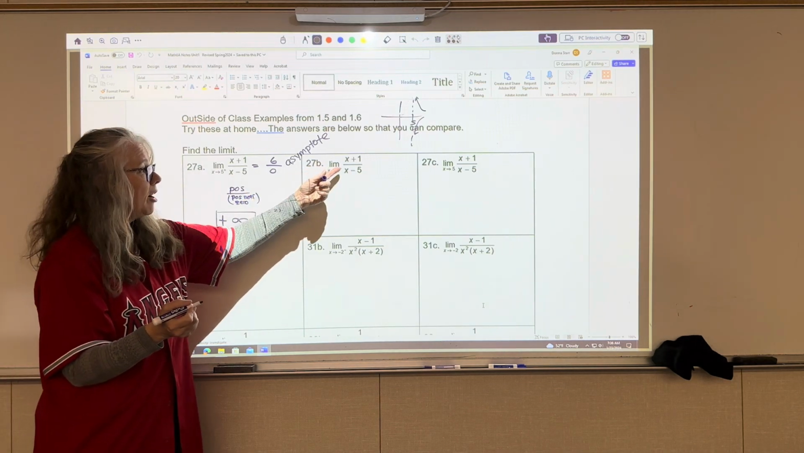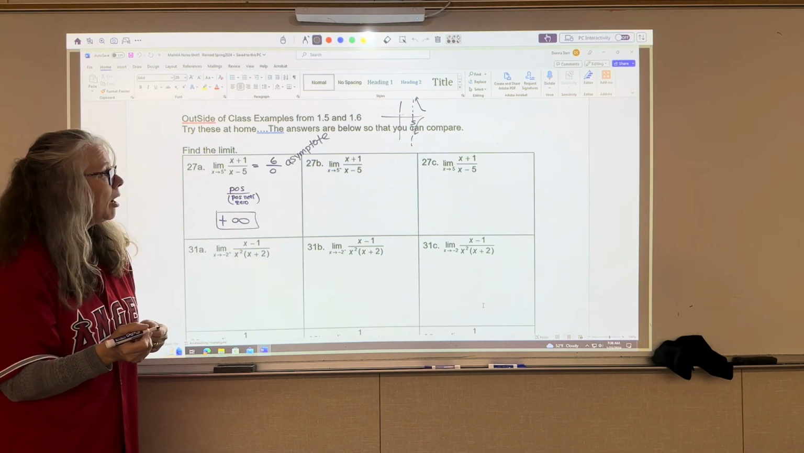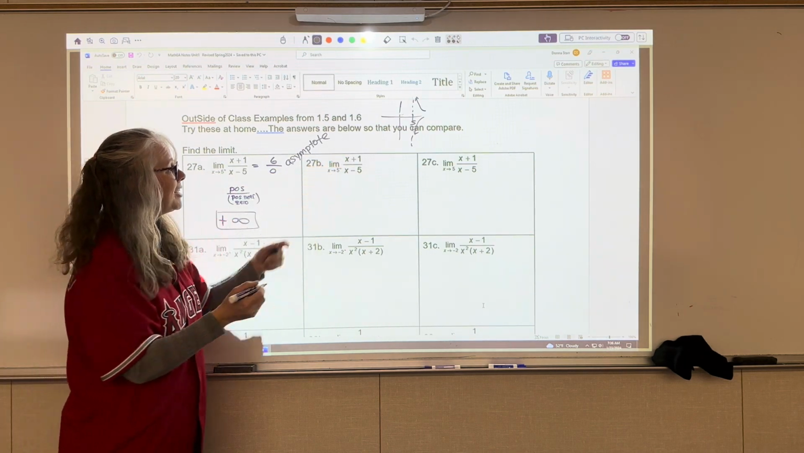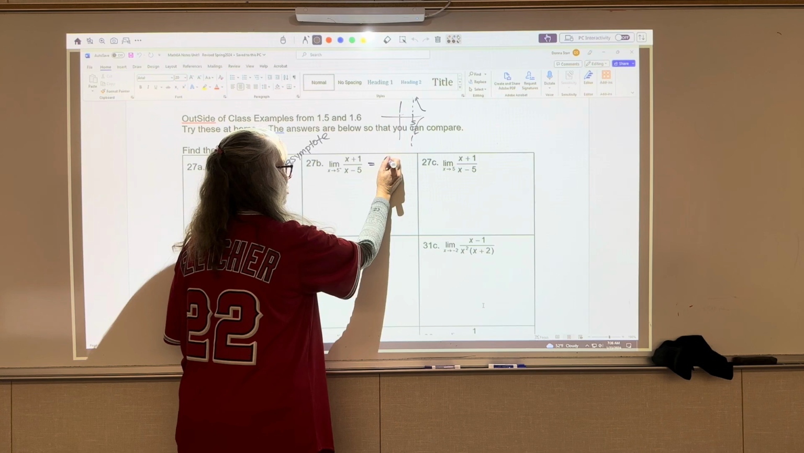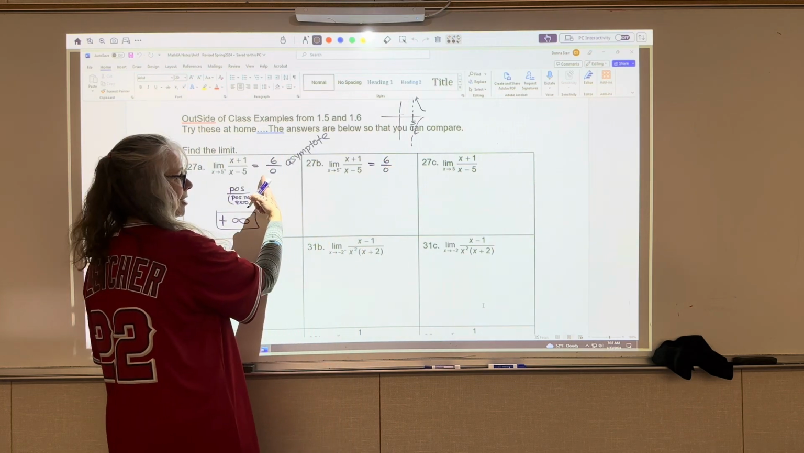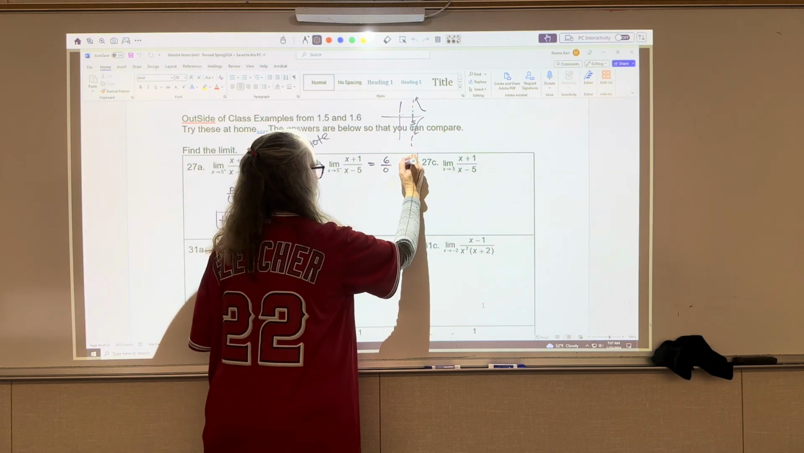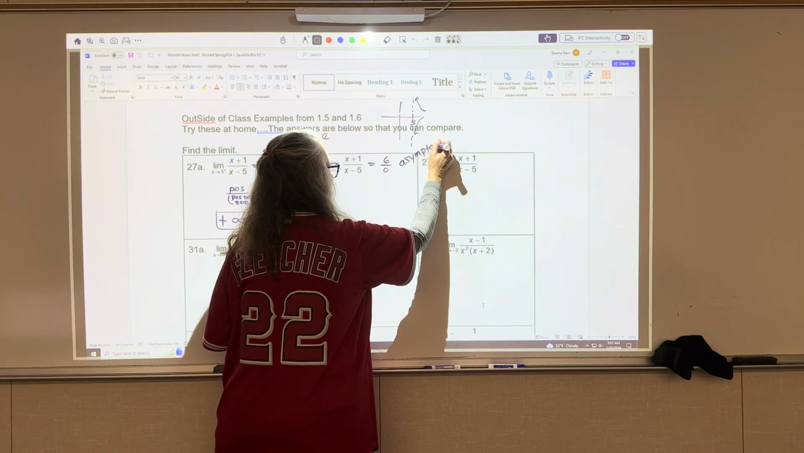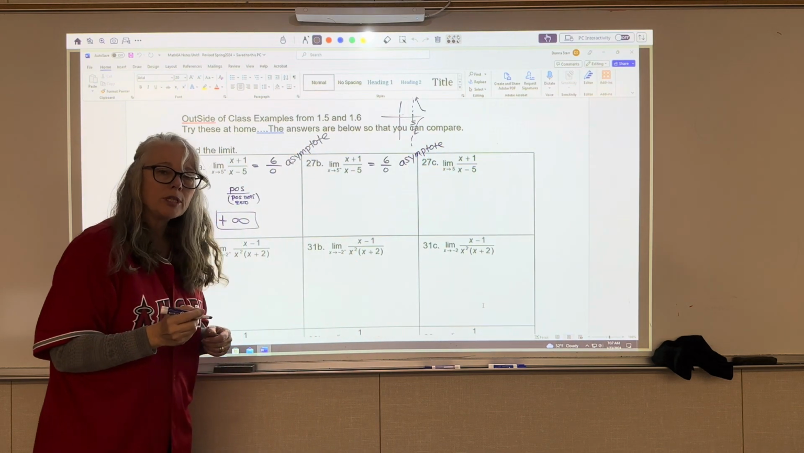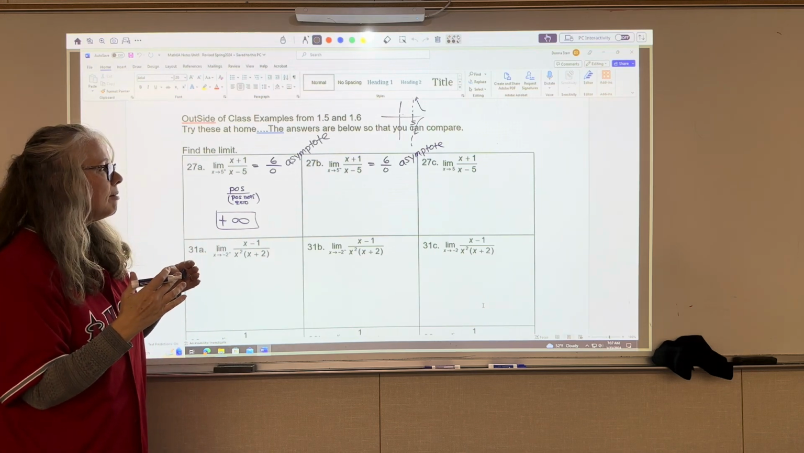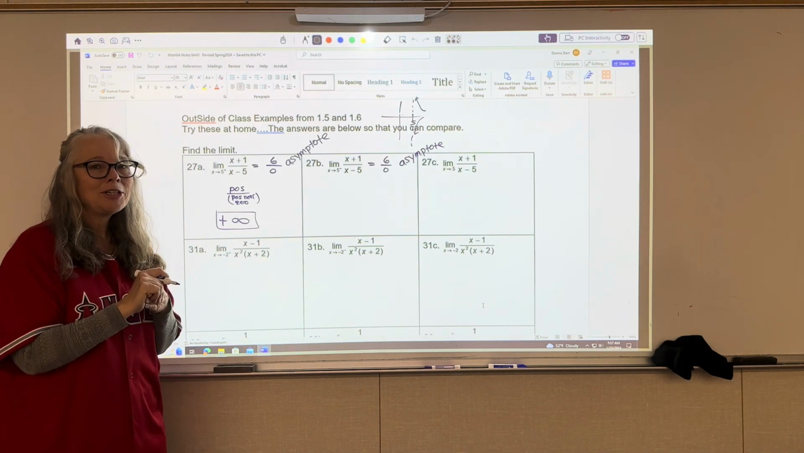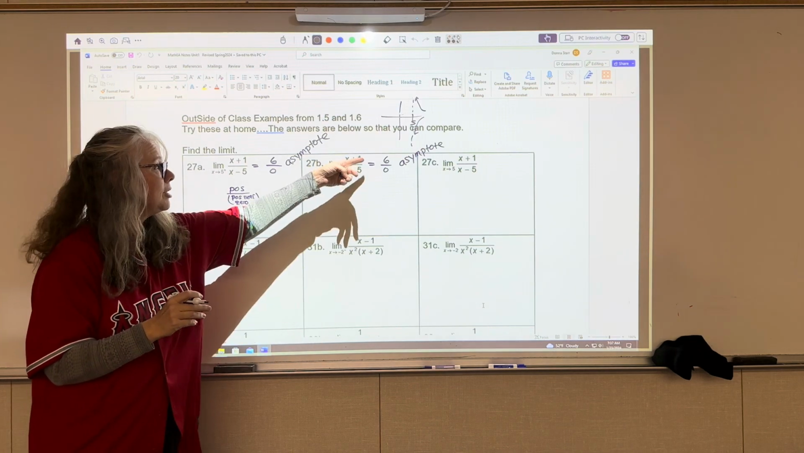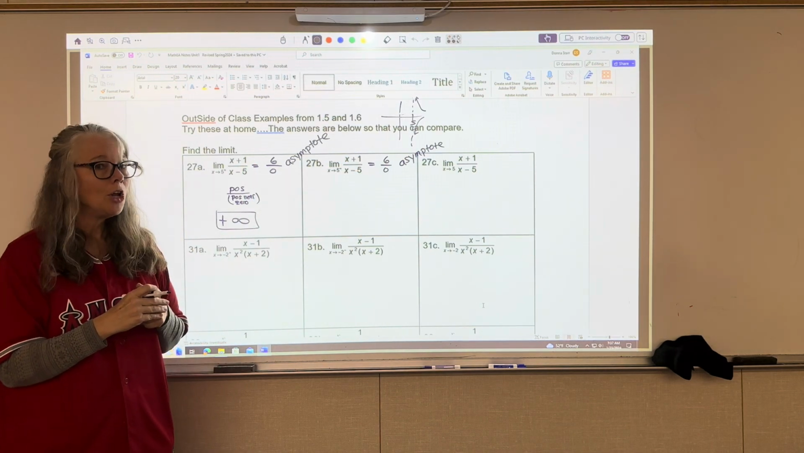If I plug in 5 in 27b here, I get 6 over 0. So it looks very much like this one here, and I say, oh, this is an asymptote, when you have a number over 0. But instead of saying to myself, well, it's positive infinity because it's 6 over 0, just like this one was, no, you still have to reason it out.